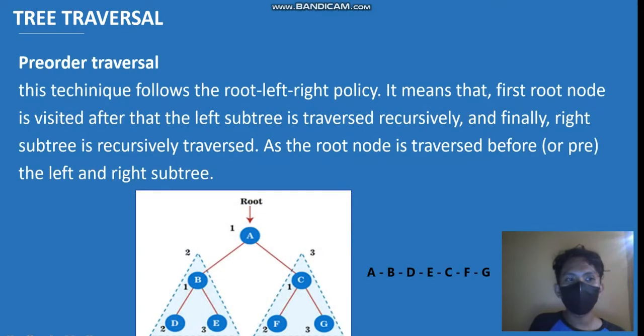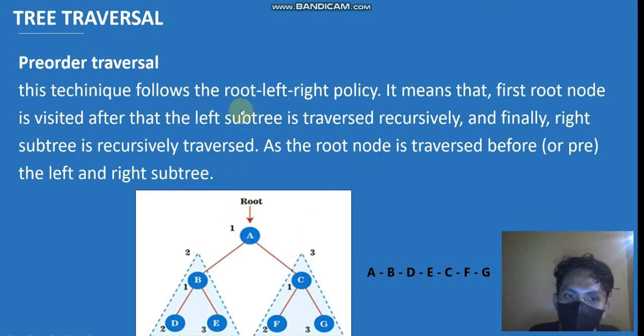So the first tree traversal is the pre-order traversal. This technique follows the root-left-right policy. It means that first the root node is visited, after that the left subtree is traversed recursively, and finally the right subtree is recursively traversed. As the root node is traversed before, or pre, the left and right subtrees, the pre-order traversal follows root, left, right.